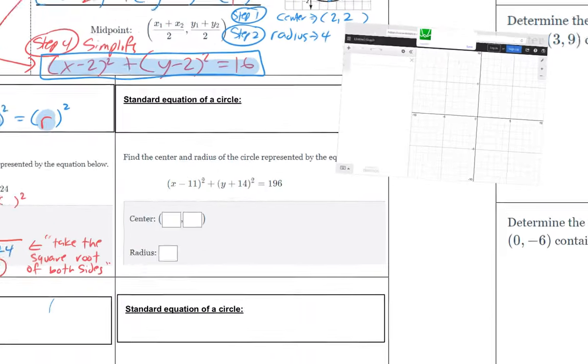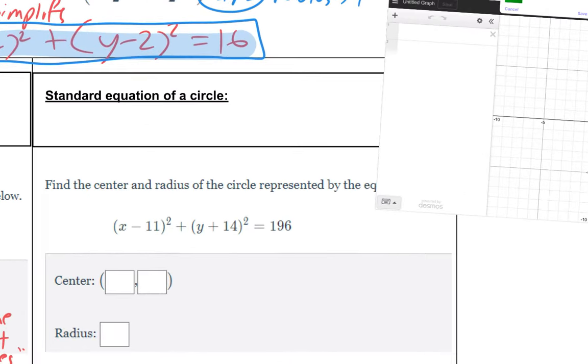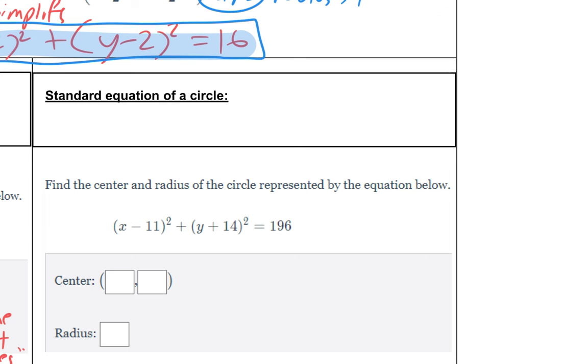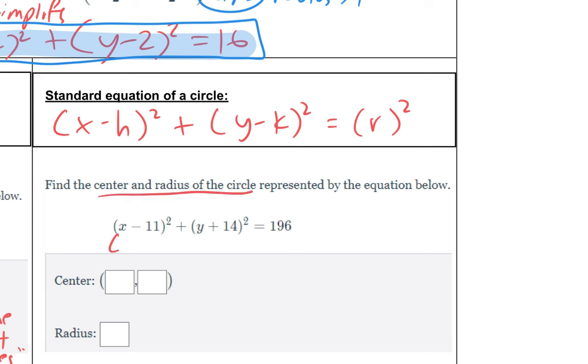Let's take a look at this one right over here. On this one, let's start out with the standard equation of a circle. It's x minus the h value squared plus y minus the k value squared equals the radius squared, right? They want us to find the center and the radius. So we're asking ourselves what's being subtracted. X minus, that answer is 11, so 11 is for the x value.